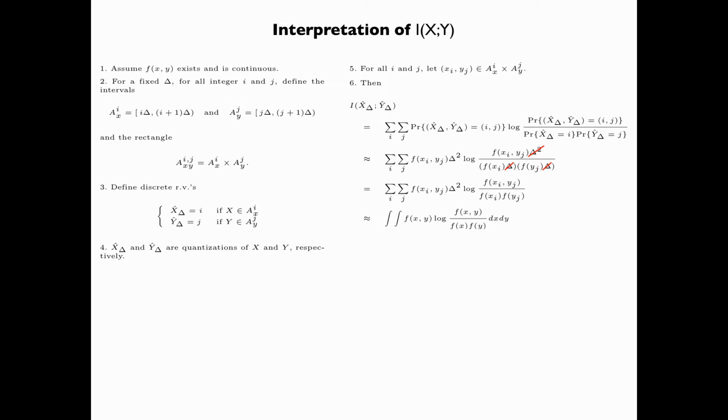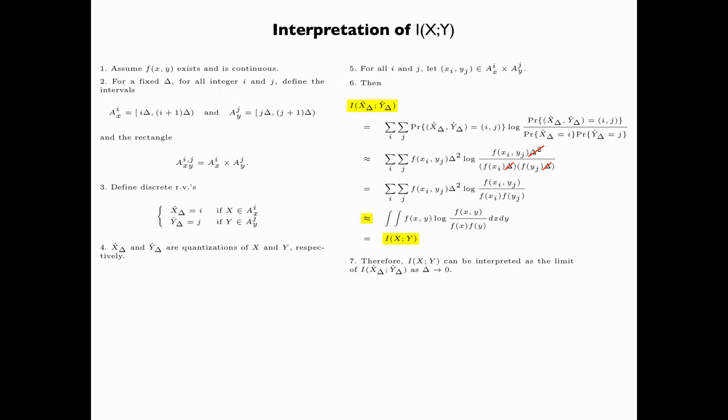When delta is small, this is approximately equal to integrating f_XY times log of f_XY divided by f_X times f_Y with respect to dx dy over all x and y. And this is equal to the mutual information between the two continuous random variables X and Y. That is, when delta is small, the mutual information between the quantized version of X and Y is very close to the mutual information between X and Y.